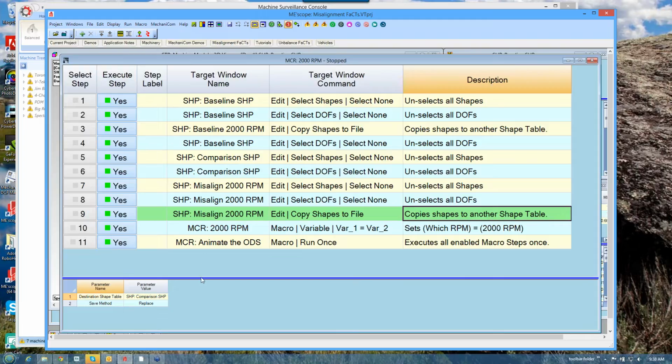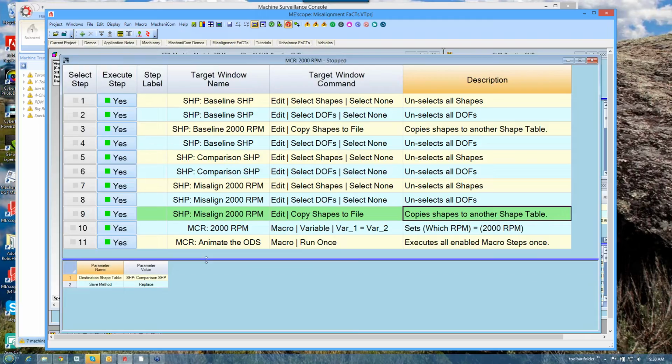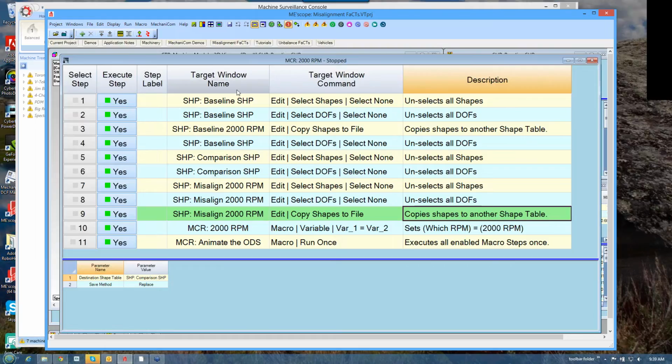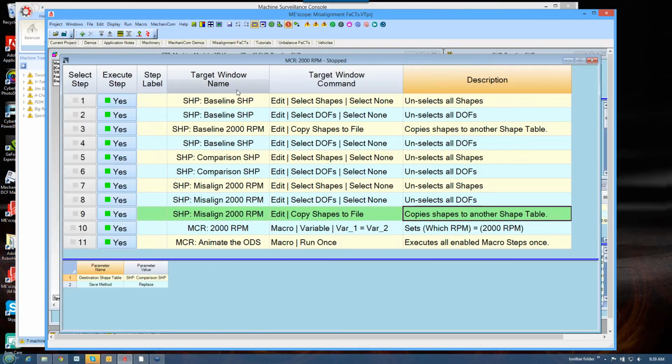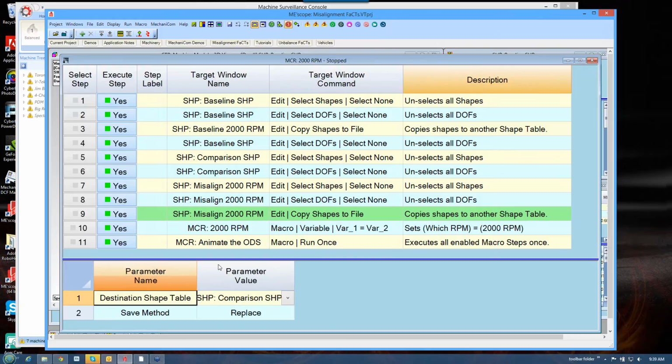I'm going to zoom out here because this is a macro spreadsheet. The above spreadsheet is a target window, so I can tell it to execute any command in an Emiscope window, and then I tell it which command to execute. That's basically all I have to specify. The descriptions just come when I select a command. Down in the below spreadsheet, if there are parameters associated with a particular command, then I have to put them in down here. So for some of the commands, when I execute the command, I have to give it more information. Let's go up here and look at the first one.